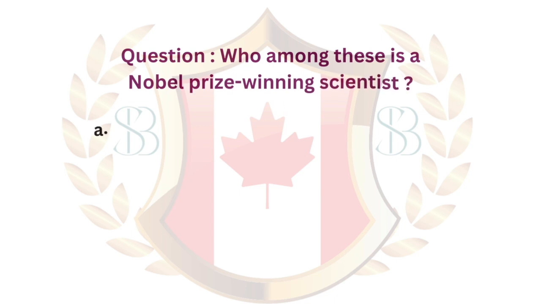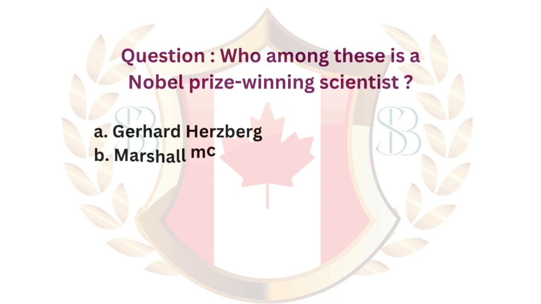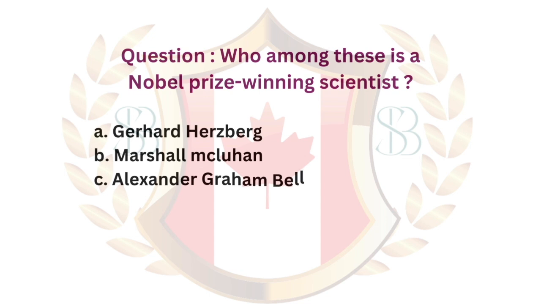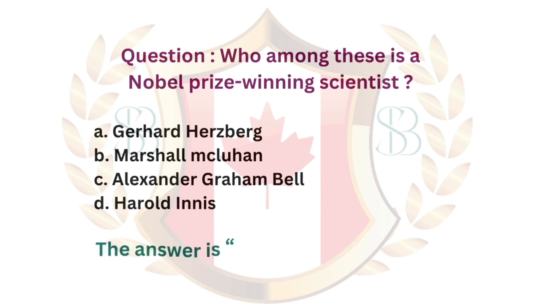Question. Who among these is a Nobel Prize-winning scientist? A. Gerhard Herzberg. B. Marshall McLuhan. C. Alexander Graham Bell. D. Harold Innis. The answer is A. Gerhard Herzberg.